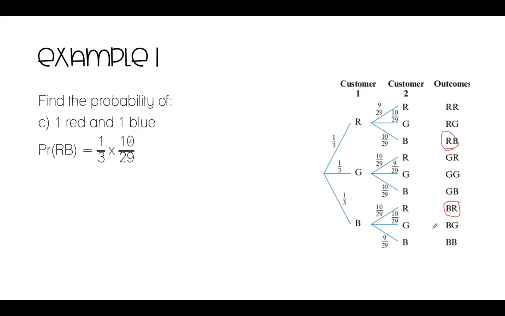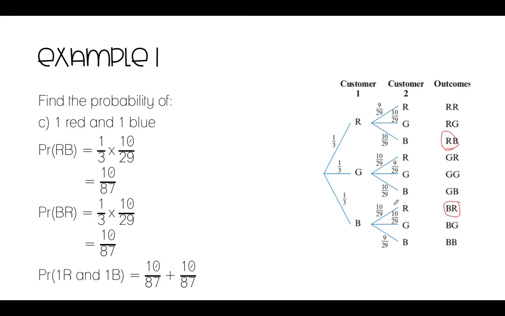So what we need to do is first work out the probability of the red then the blue, which is 1/3 times 10/29, which gives us 10/87. Then we need to work out the outcome of getting a blue then a red. So that's 1/3 times 10/29, again 10/87. So our final probability of one red and one blue is 10/87 plus 10/87, which equals 20/87. And as a decimal, that is 0.230. Now, the reason that I know that I've got two outcomes is because it doesn't say one red then one blue, it simply says one red and one blue, so it doesn't matter the order in that case.